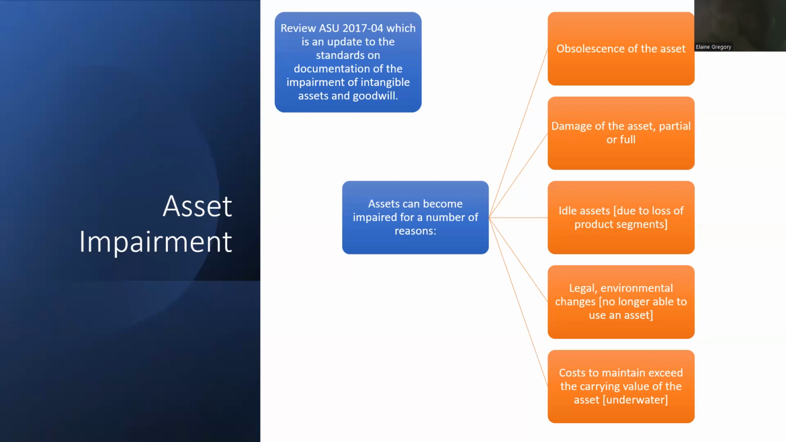There could be legal and environmental changes that lead us to no longer be able to use an asset in the way we intended it. And finally, there might be costs to maintain the asset that exceed the carrying value of the asset. So perhaps we've got a piece of machinery out there that's costing us more to keep operating than the carrying value is. So we consider that asset to be basically underwater.